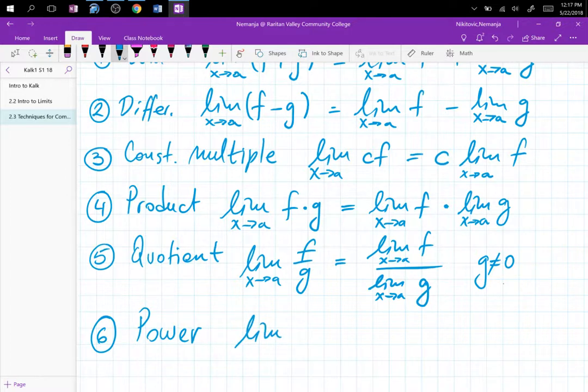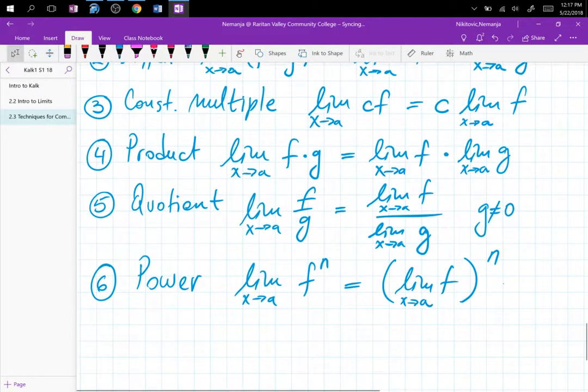So the limit as x goes to a of f raised to some power n: you can actually compute the limit of f first and then raise everything to the nth power. So that's a cool rule.